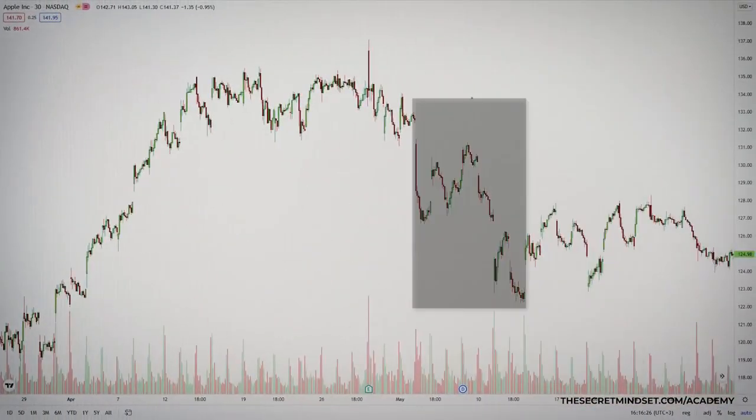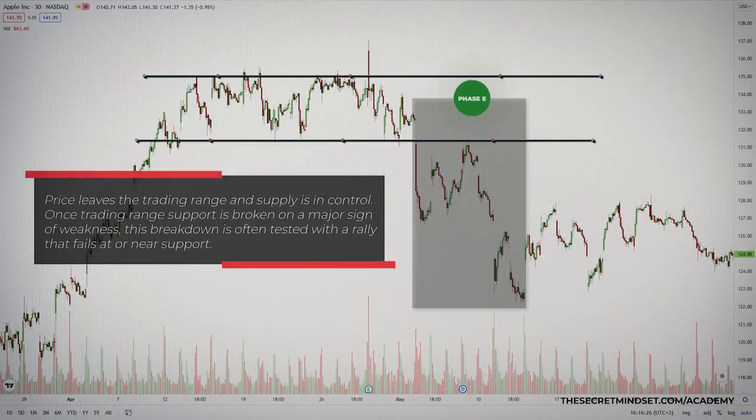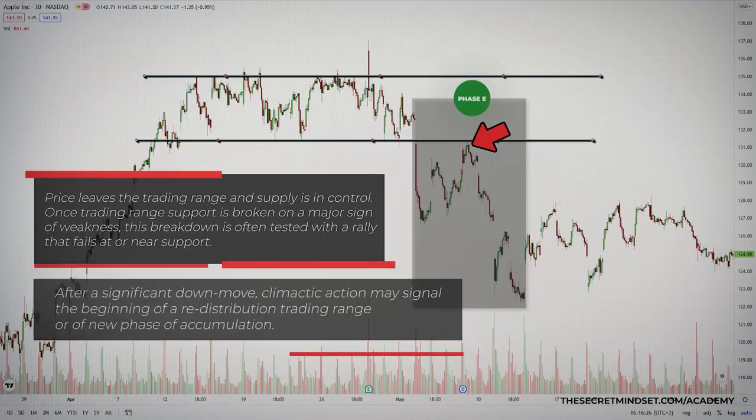In Phase E of Wyckoff distribution, price leaves the trading range and supply is in control. Once the trading range support is broken on a major sign of weakness, this breakdown is often tested with a rally that fails at or near support. This also represents a high probability opportunity to initiate short positions. After a significant down move, climatic action may signal the beginning of a redistribution trading range or of a new phase of accumulation.